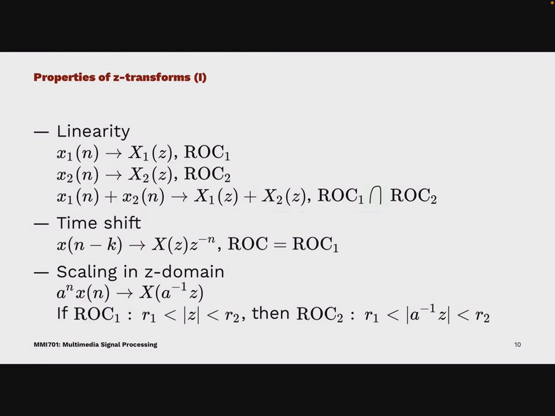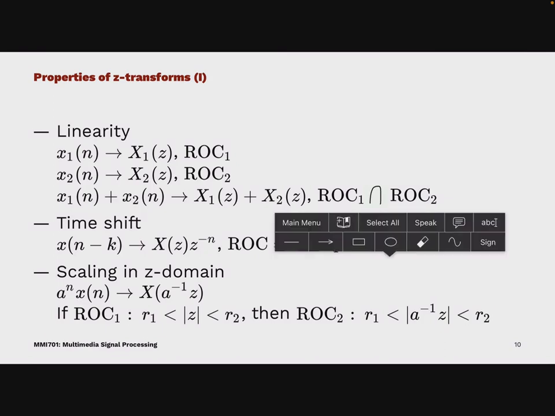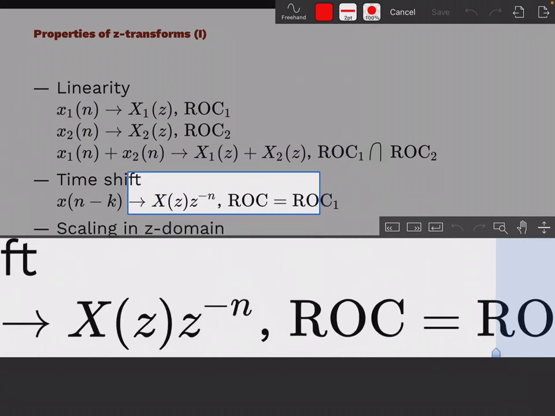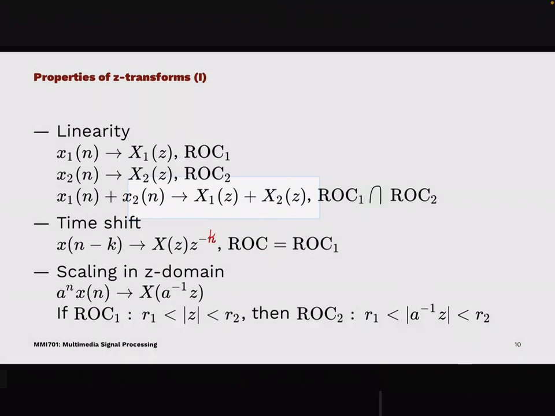So the second property is time shift. So if we shift our signal by k samples, its Z transform will be multiplied by z to the power minus k. So there's a little typo in here. Let me just correct this. This has got to be k, z to the power minus k. Okay, and the region of convergence will be equal to the region of convergence of the original signal. Now, this is a very important property which we're going to use quite a lot when we're dealing with signals and systems in the Z domain.